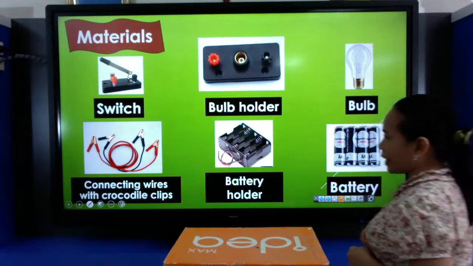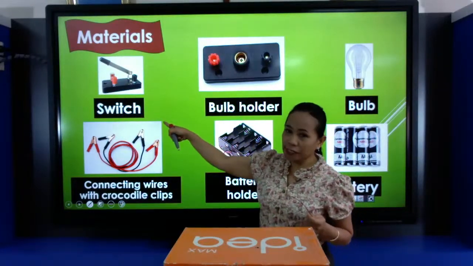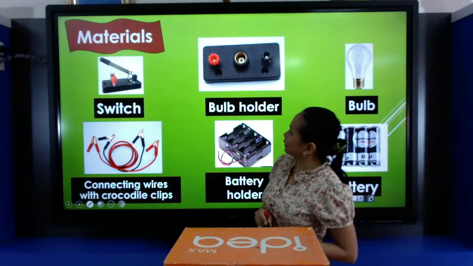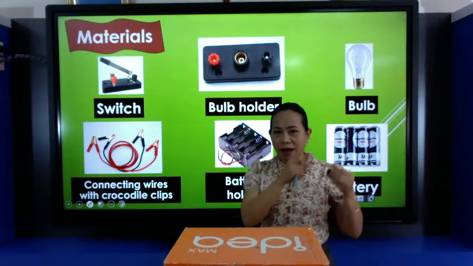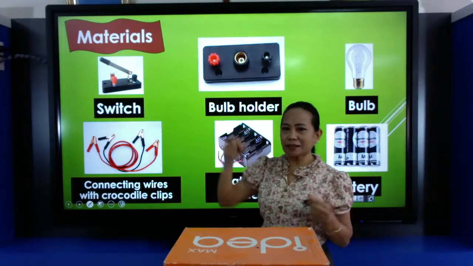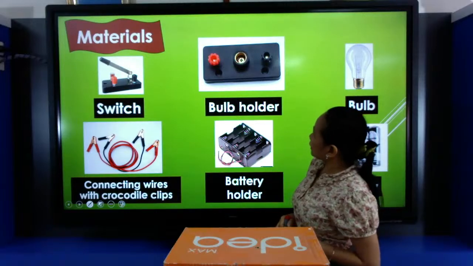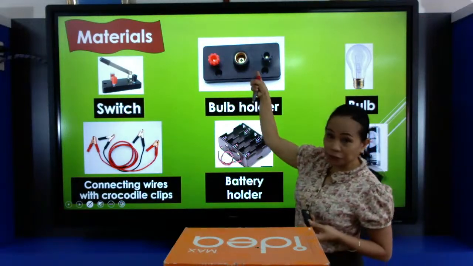The first, we have the switch. We will use the switch for our safety, to open and close the circuit. And then we have the connecting wires so that the electricity flows in it and reaches the load, or the bulb. Third, we need the bulb holder.